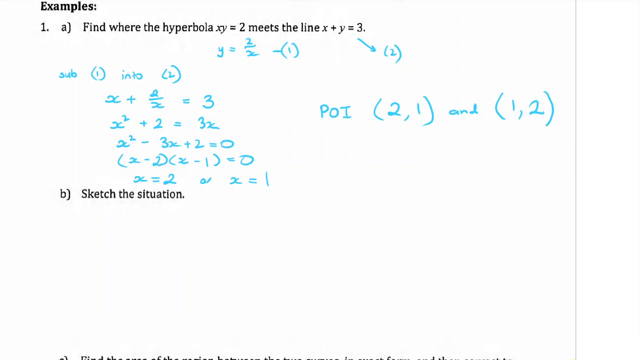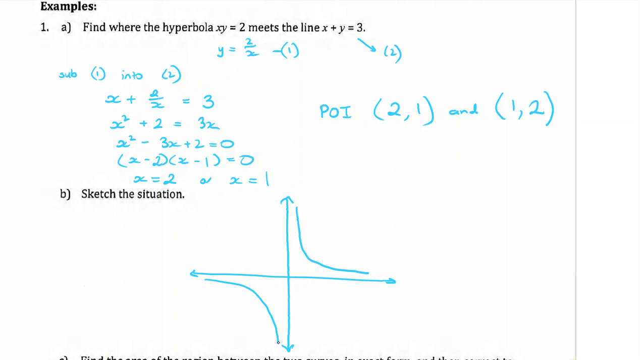Part B, sketch. All right, hyperbola. The xy equals 2 is a hyperbola. Hopefully you all identified that. It's in the first and, actually I'll make that a bit steeper. First and third quadrant. Okay. All right. The x plus y equals 3 is a straight line.